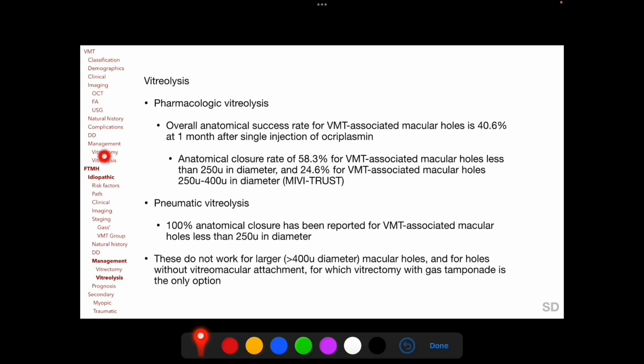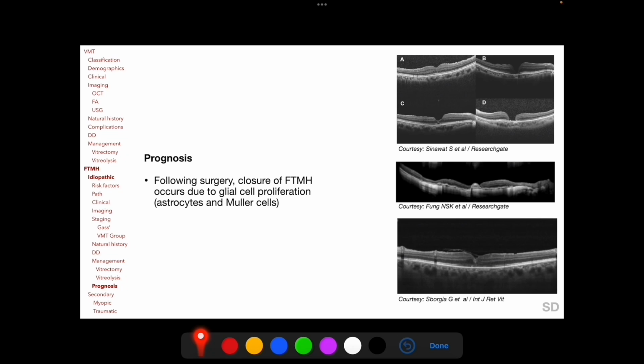As with vitreomacular traction, vitreolysis, either pharmacologic or pneumatic, has been attempted to correct full-thickness macular holes, but these procedures do not work for larger macular holes and for macular holes without vitreomacular attachment. Following surgery, closure of full-thickness macular hole occurs due to glial cell proliferation, and this is important to remember.